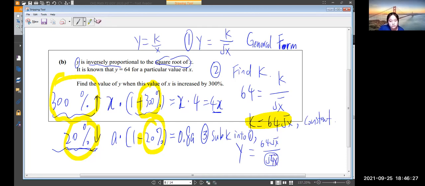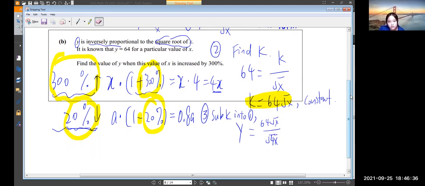Why don't you sub it into the square root x above? Why? Oh, because it's the constant. Correct. Okay. Then with this, you continue. So you get 64 square root x. Then square root 4 times square root x. You can actually split this. Basically, square root 4x, right? You can actually split it into square root 4 times square root x.